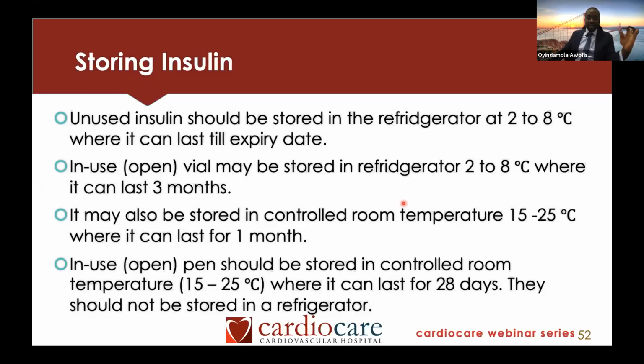Insulin pen devices or cartridges can also be stored like this third point, in a controlled room temperature, where it can last for up to a month. Actually, insulin pen devices should not be stored in a refrigerator once you have started to use it.